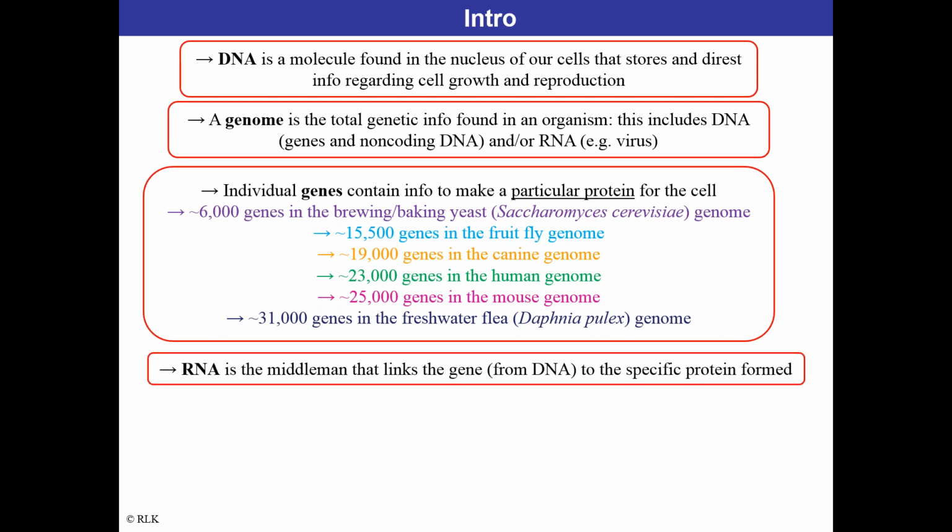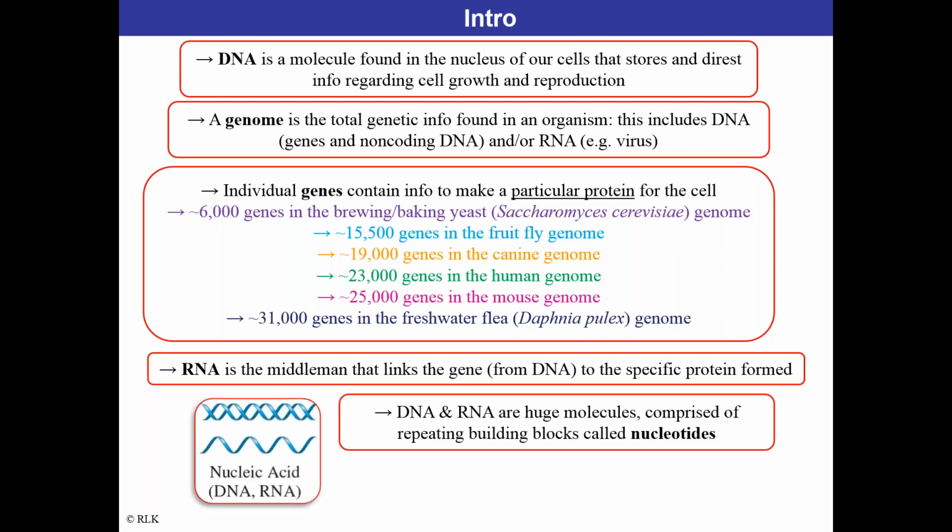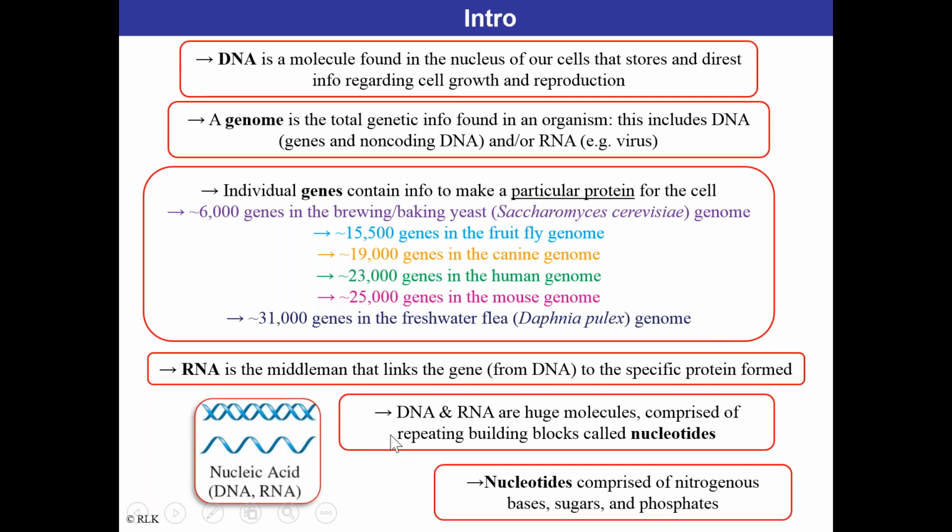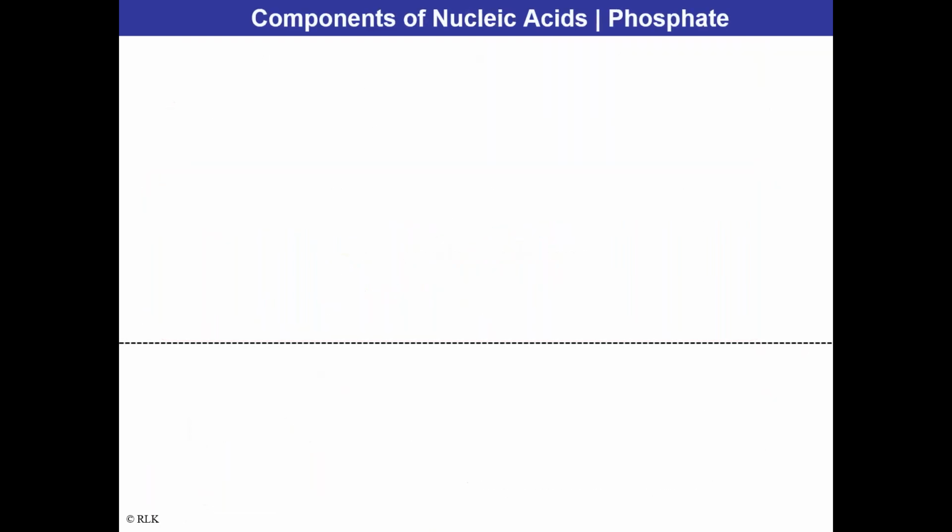What is RNA? RNA is the middleman that links the gene from the DNA to the specific protein formed. And of course, the ribosome is going to be critical in producing those proteins, and we'll discuss that as well. DNA and RNA are huge molecules. Okay, RNA is smaller than DNA, just from a comparative perspective, but they are comprised of repeating building blocks called nucleotides. All right, and here you have a double helix representative of the DNA, and then you have the single helix representative here of the RNA. The nucleotides are comprised of nitrogenous bases, sugars, and phosphates, and that's where we're going to begin our discussion.